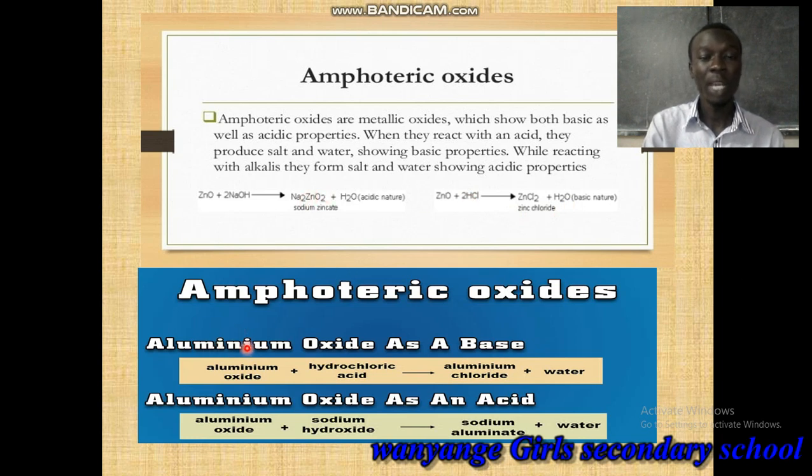Another example is aluminum oxide. It reacts as a base, for example, aluminum oxide reacting with hydrochloric acid to form aluminum chloride plus water. That shows that it is a base. Aluminum oxide again can react with bases. For example, aluminum oxide plus sodium hydroxide solution will form sodium aluminate, which is a salt, plus water. That shows that it is an acid because it is able to react with a base.